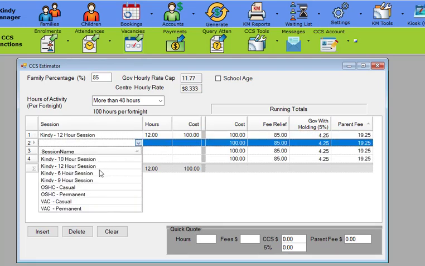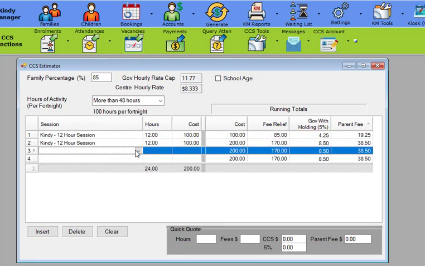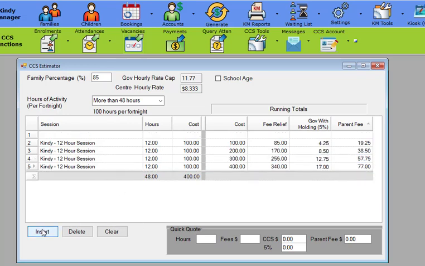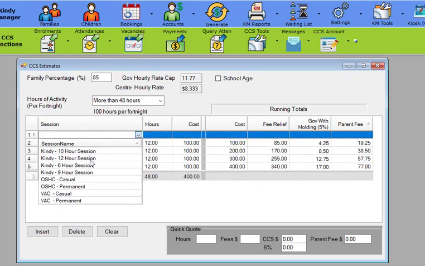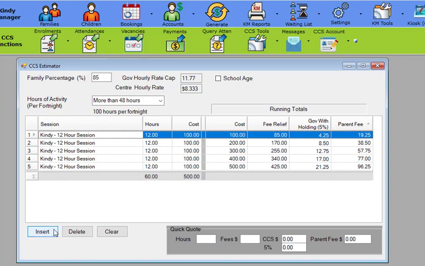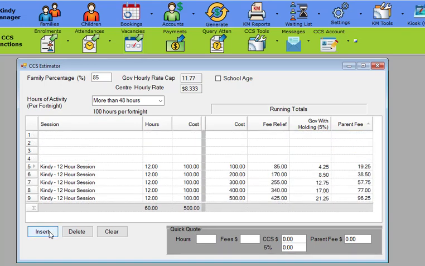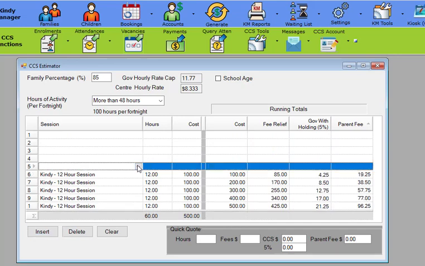So we're just going to introduce a 12-hour session for a family that has the maximum benefit of 100 hours per fortnight. And that's something you have to keep in mind, we are always talking fortnightly. We're never talking about estimating fee relief on a weekly basis. So don't just add 5 days when you're using the calculator. Don't forget, we need all 10.